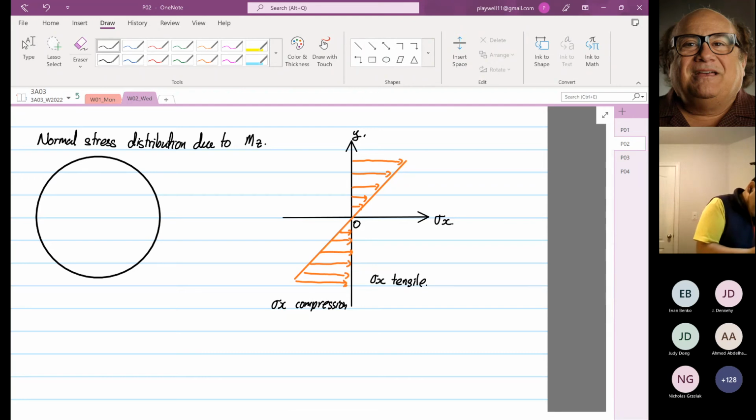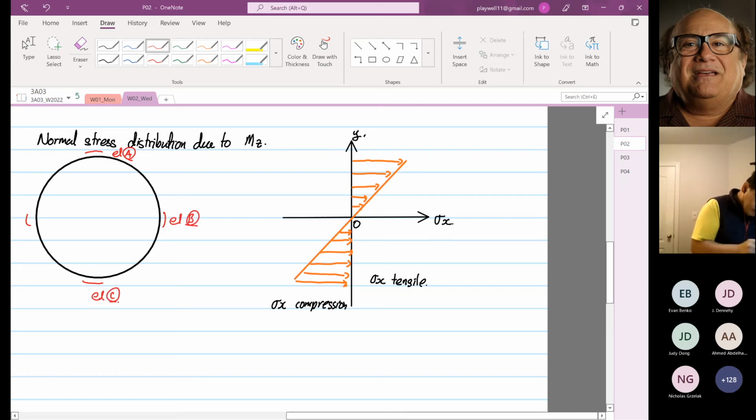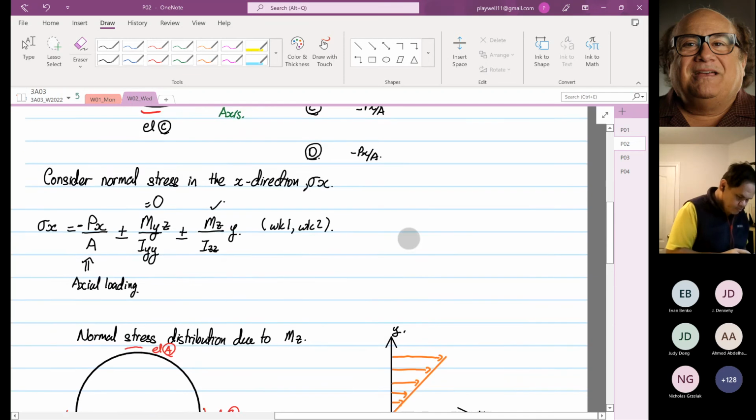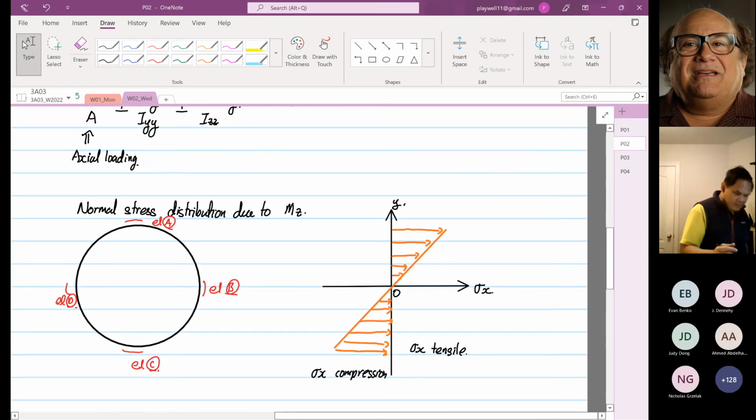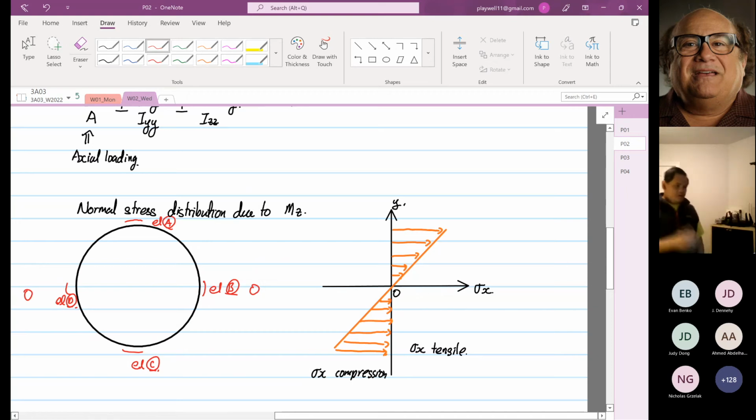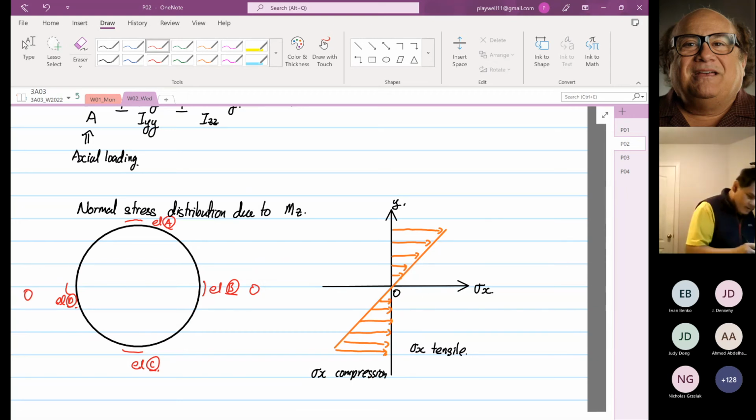So now let me put in our elements again: element A, element B, element C, and element D. I hope I labeled them the same. Spot on. So you can see over here, element B and element D have 0 normal stress due to bending, because they are on the neutral axis. Element A is in tensile, or tension, and element C is in compression.